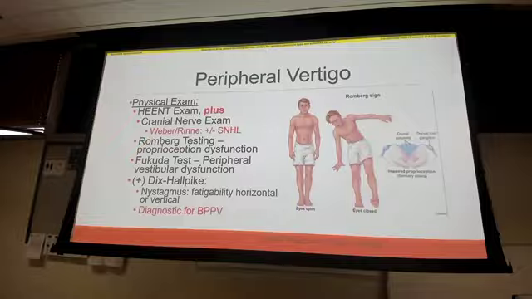So we'll go over the Romberg test where we ask the patient to stand with their arms out, close their eyes, and we usually wait about 30 seconds. If they start to lose their balance, that could be a positive Romberg test. The Fukuda test is when we ask the patient to stand and march in place. And as they're marching in place, they'll start to rotate because they're losing their orientation.